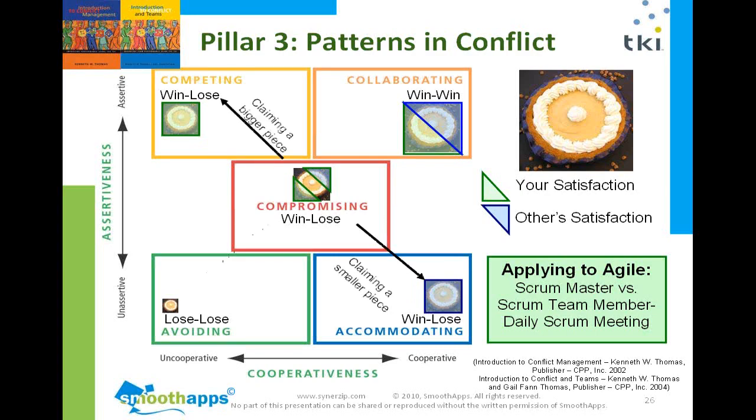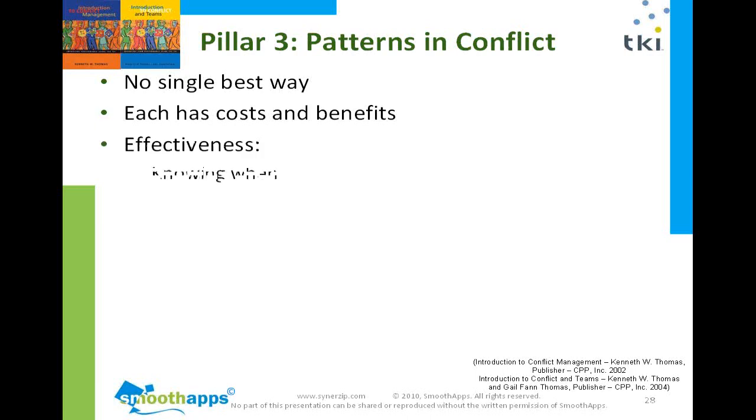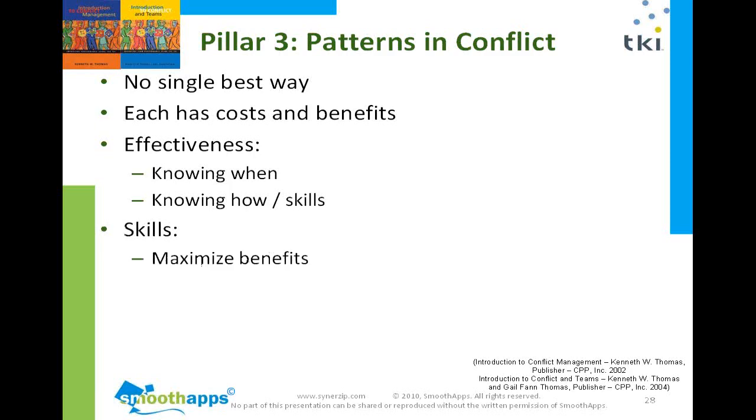When you avoid, you're decreasing satisfaction, and when you collaborate, you're increasing satisfaction. Now, the key message here is that there is no single best way. Each way has pros and cons, and there are costs and benefits. To be an effective manager of conflicts, you need to know when to apply or select each skill, and you need to know how to apply that skill such that you maximize your benefits and minimize your collateral damage. And one of the challenges we face is becoming self-aware.